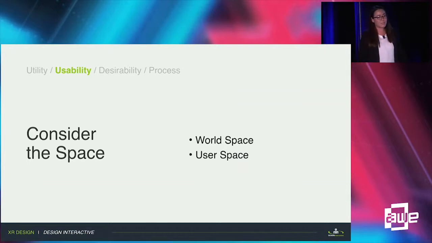So talking about space, we need to consider the space to make it a usable system. And we have two types of space. We have the world space, and we have the user space. So let's take a look at an example of a really great use of world space.